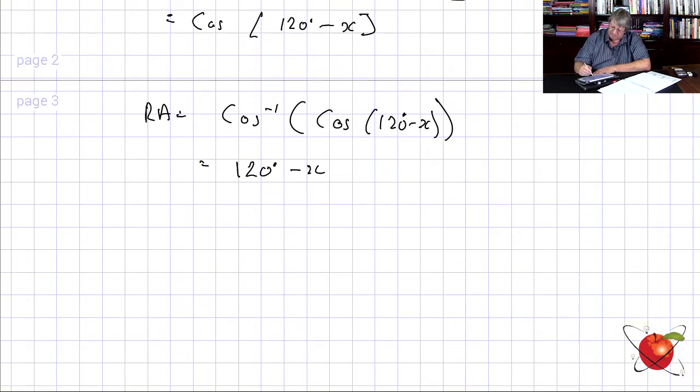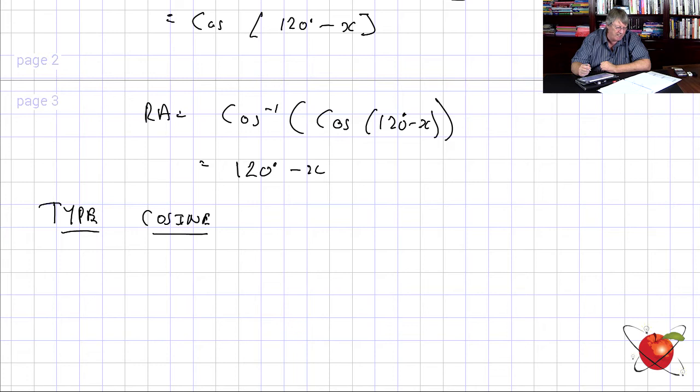Then what's my next step? My next step was decide type. Type is it's a cosine. Remember the type comes from the left-hand side, okay? It's a sine or a tan or a cos on the left-hand side. It doesn't matter which way around you do these, but this is the easier way. And therefore we have cosine. Therefore, theta is equal to plus minus RA plus 360 degrees K.